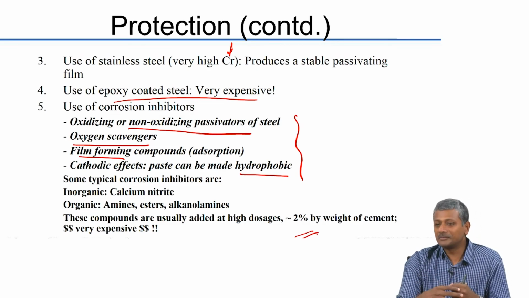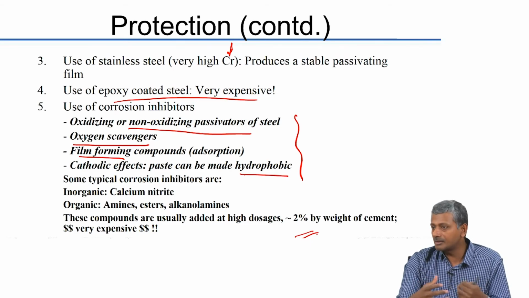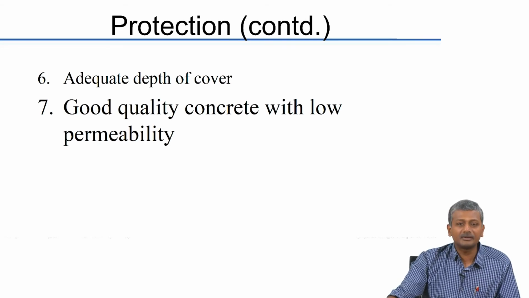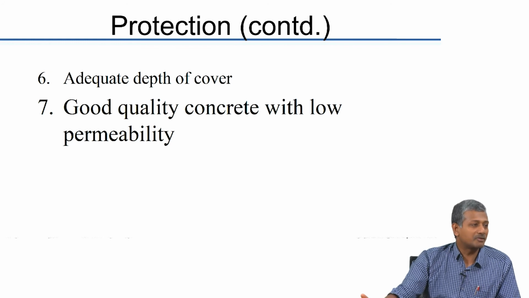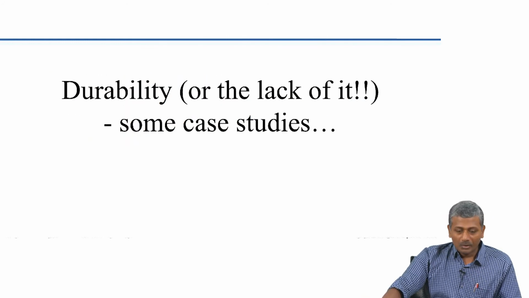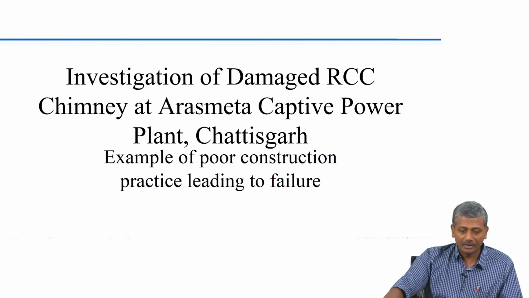In most cases the admixtures that work better are the ones which are mixed into the concrete itself. And of course, this is the simple mantra, but the one which is most difficult to execute on the site is to produce concrete which has the right depth of cover and low permeability. Very quickly I will show you a couple of cases of reinforcement corrosion which was caused because of different things.